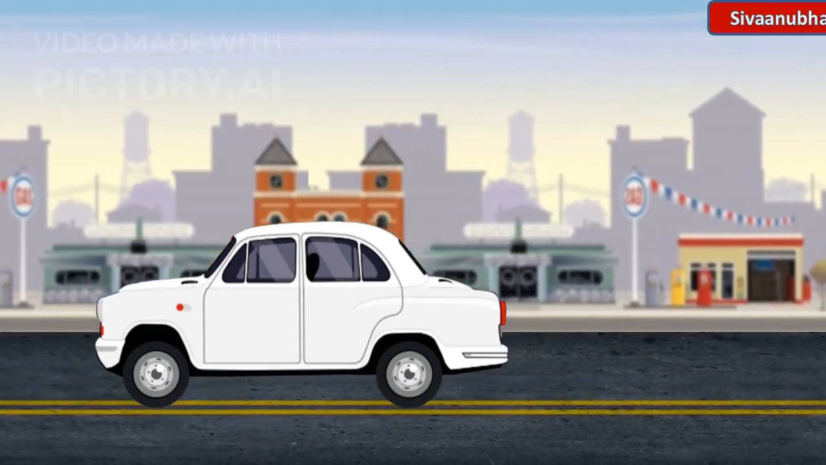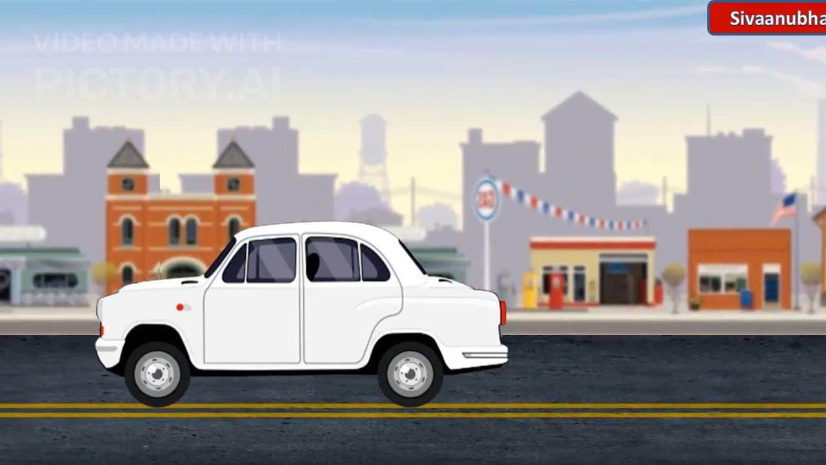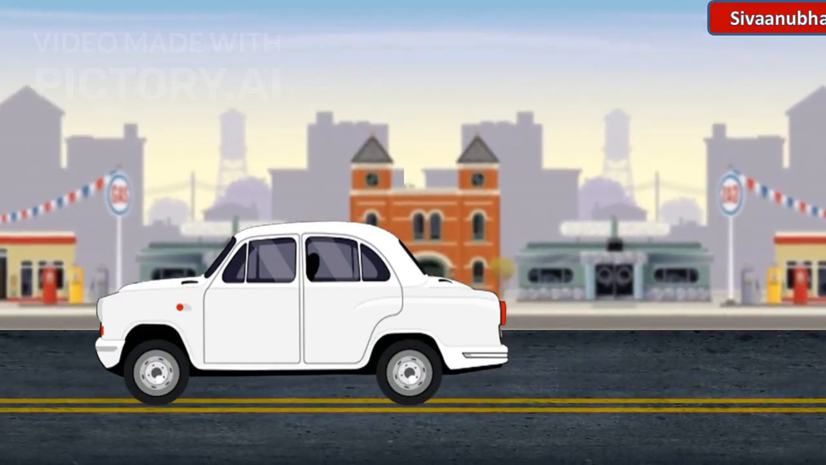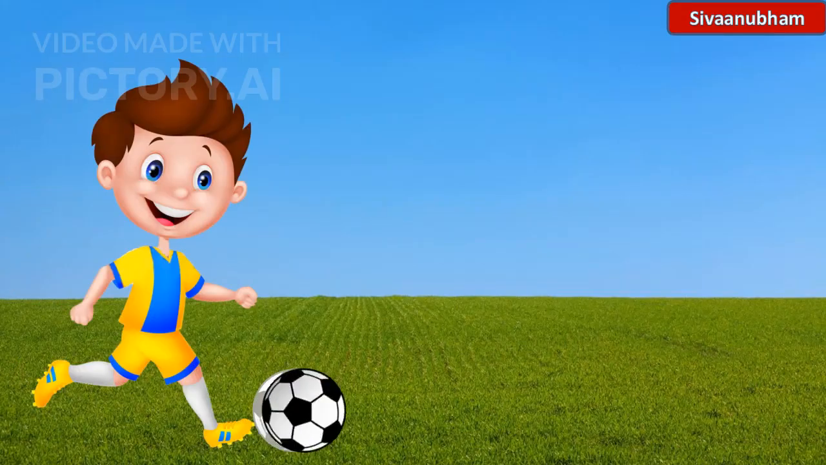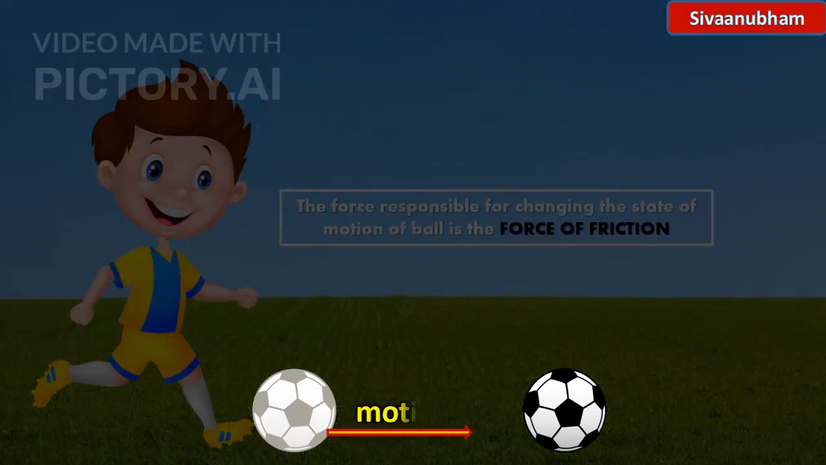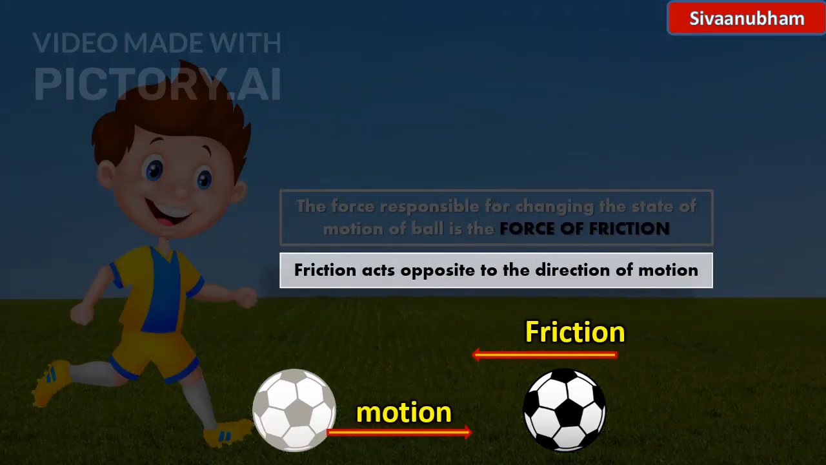When a car's engine is switched off, it comes to rest due to the absence of force propelling it forward. This demonstrates how force is necessary to maintain motion. Friction is the force responsible for changing the state of motion of objects, acting opposite to the direction of motion. It plays a crucial role in bringing moving objects to a halt.